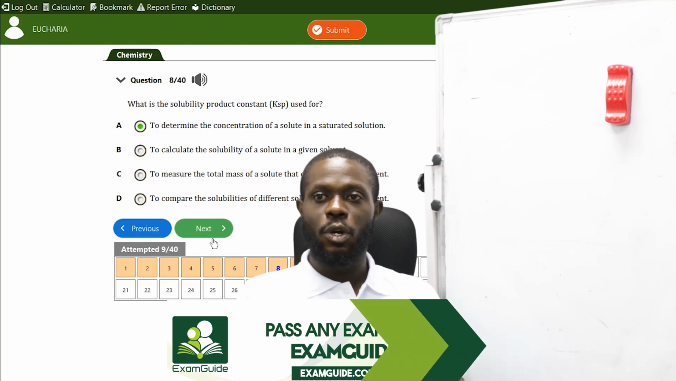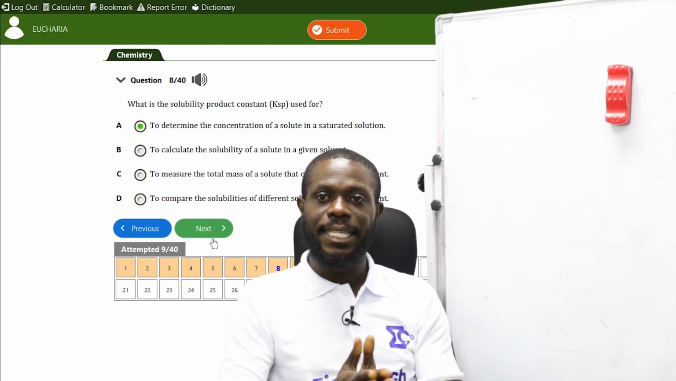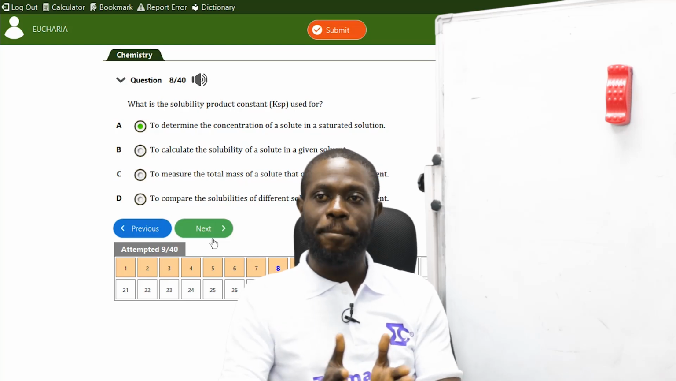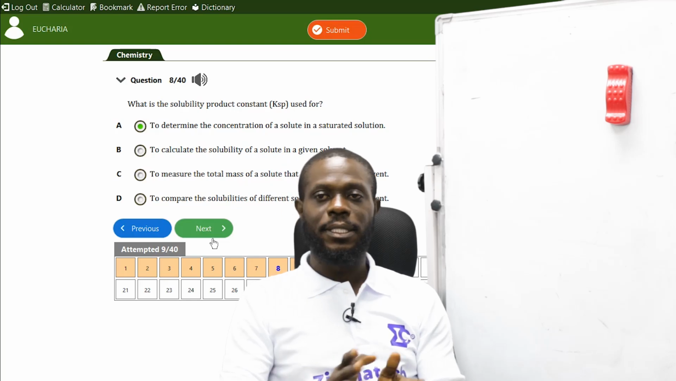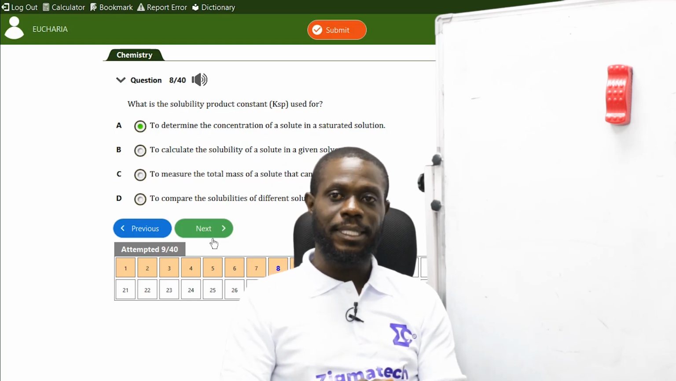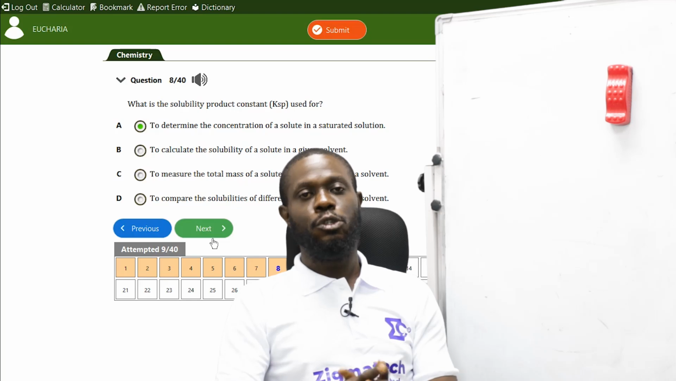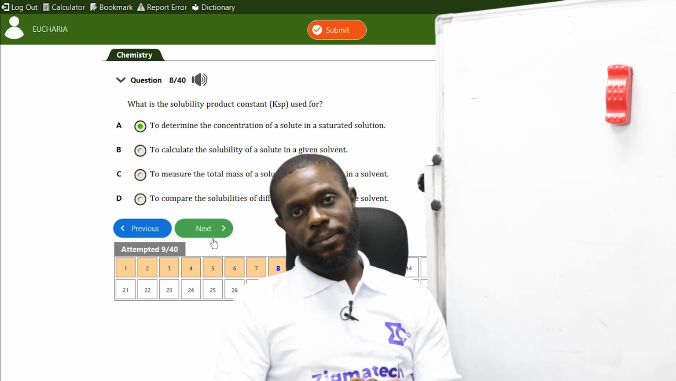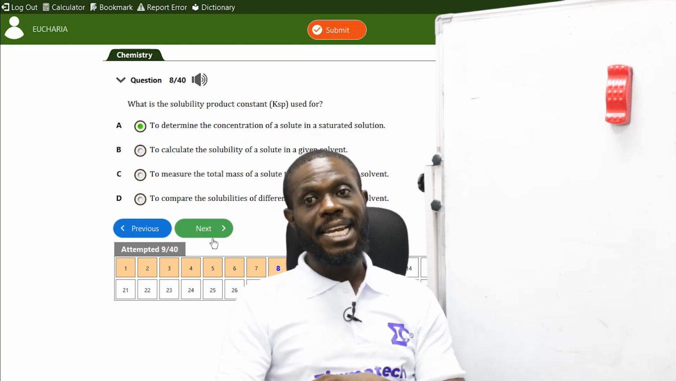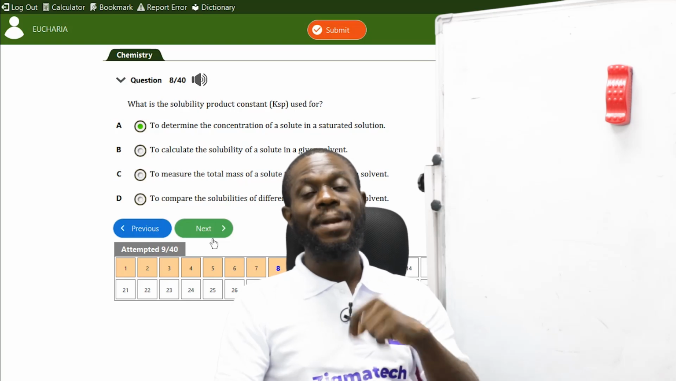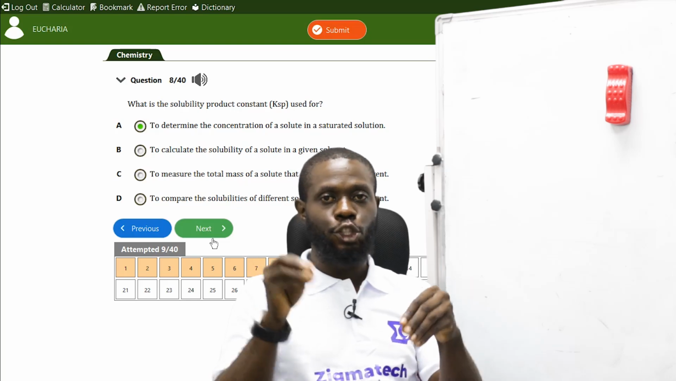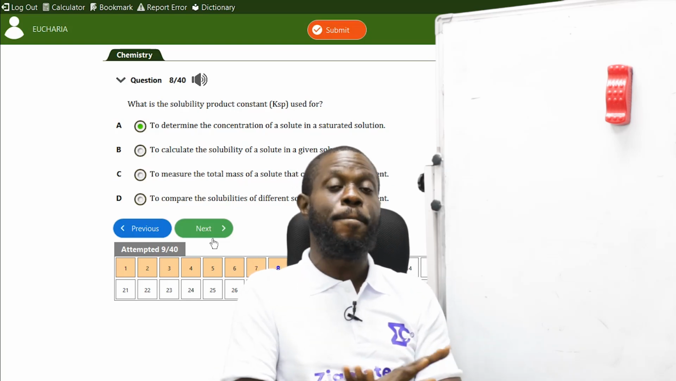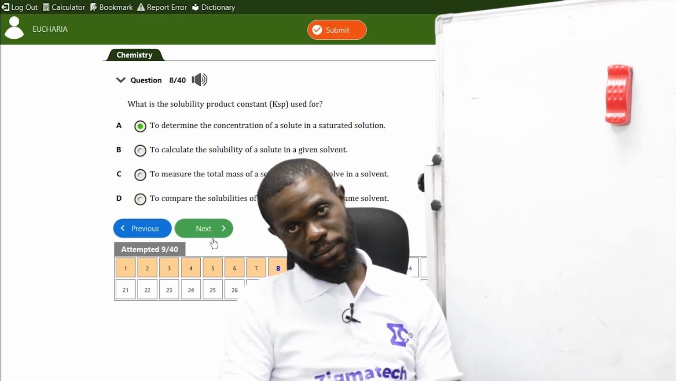When they say to measure the total mass, that means B and C are the same thing. Because when you're measuring total mass, you're still calculating the solubility. It's just a different way to confuse you. B and C are the same thing. Then D said to compare. You don't compare, because they say the solution dissolved completely. So there's no comparison. If I put salt and sugar, both of them dissolve completely. No difference.